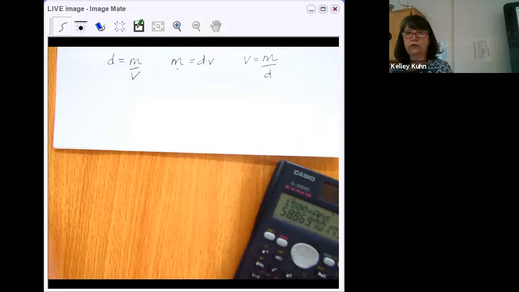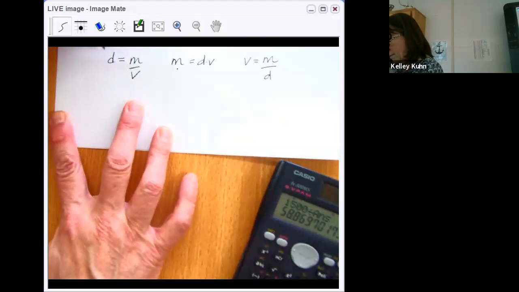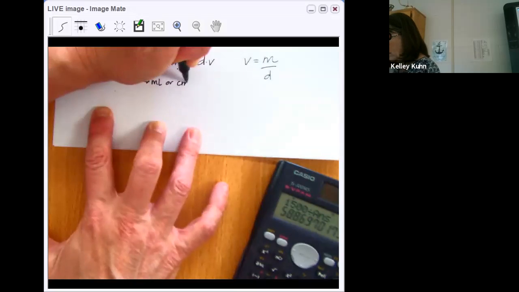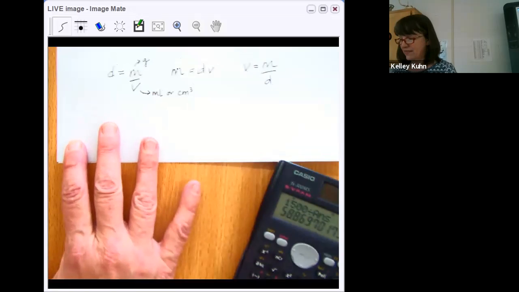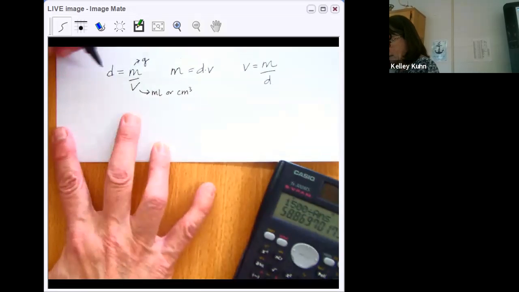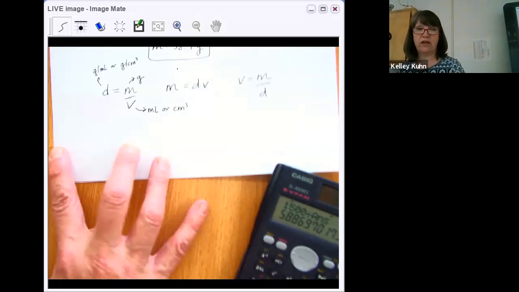And so the only trick to density problems is remembering that the unit that goes in mass will be in grams. The unit that goes in volume will be either milliliters or centimeters cubed, because those are the exact same thing. And then density is either communicated as grams per mil or grams per centimeter cubed. You can use either one of those, it's fine.